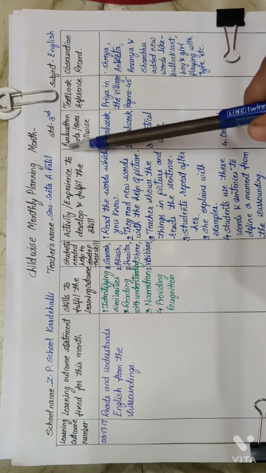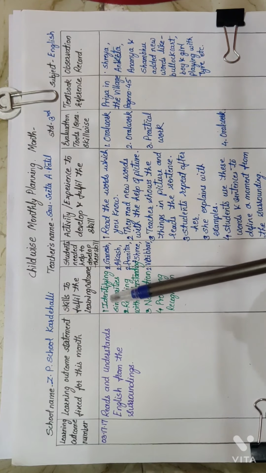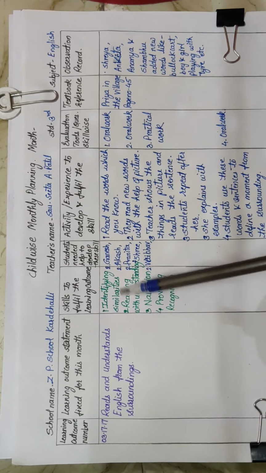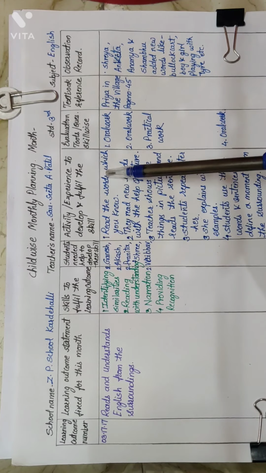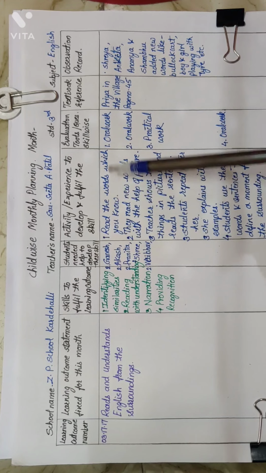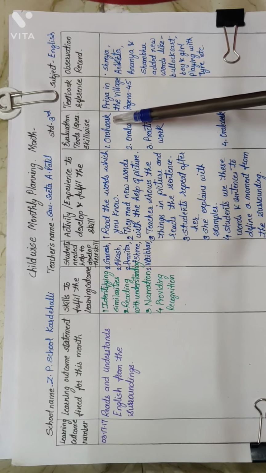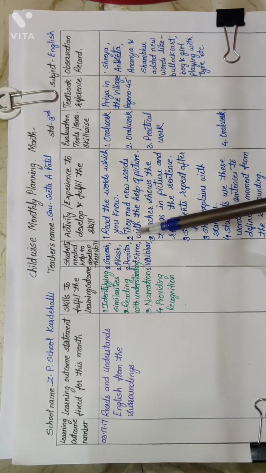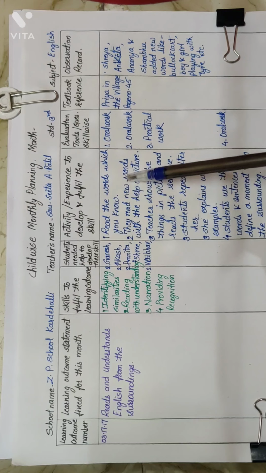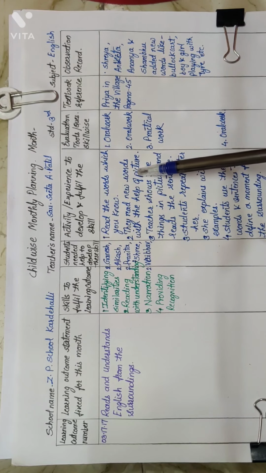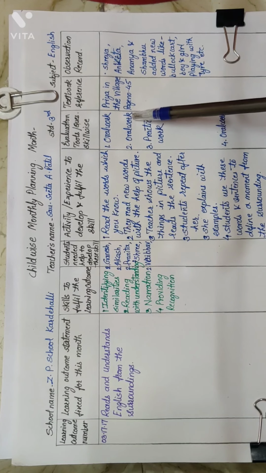Now, evaluation tools or questions skill wise. For the first skill, identifying similarities, we have taken the activity, read the words which you know. For this, we have selected the evaluation tool, oral work. And for the second, reading with understanding, they read new words with the help of a picture. For this also, we have selected the evaluation tool, oral work.